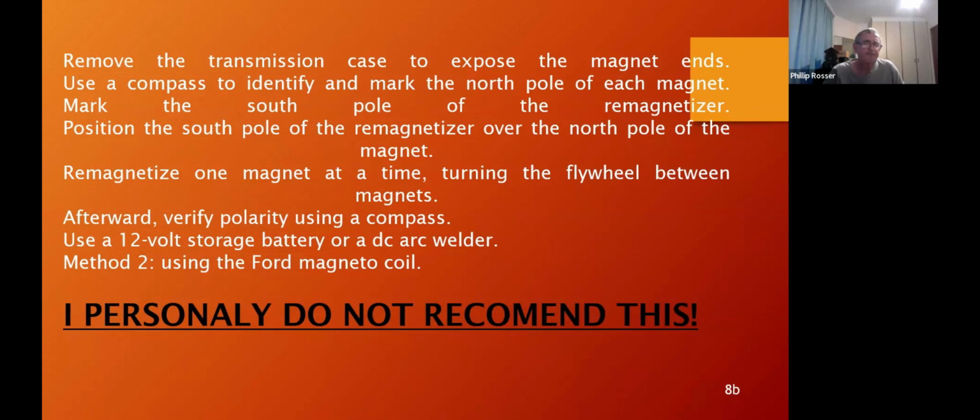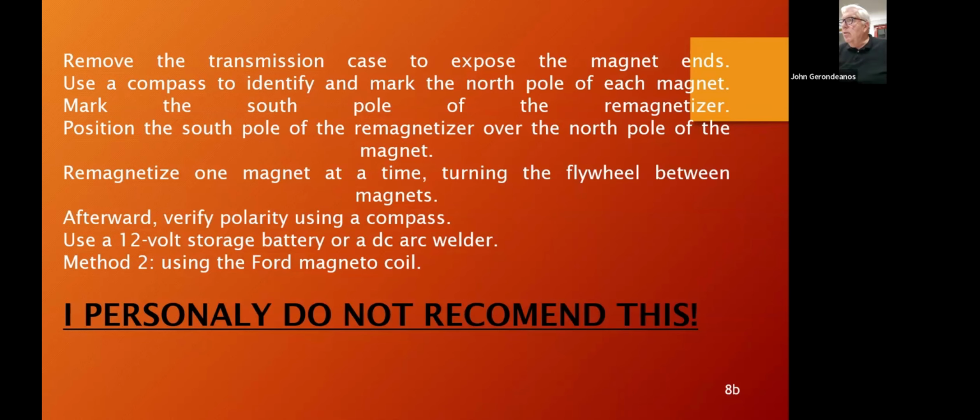Okay, so I'm just going to go down and read the rest of that page. So it says here, mark the south pole of the remagnetizer and mark the poles of your magnets, and then make sure that you remagnetize them in the correct order, turning the flywheel between magnets, and you remagnetize them one at a time, and afterwards verify your polarities using a compass.